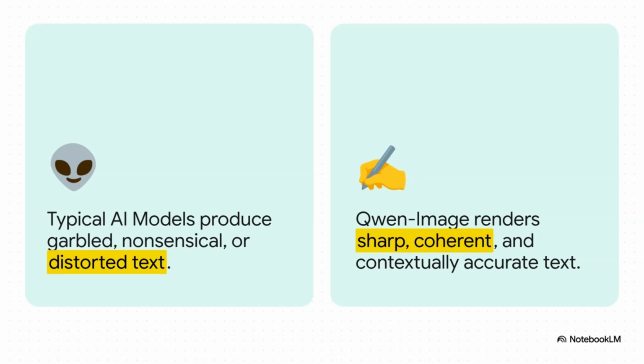On the left, you see the typical result, just nonsensical squiggles. But Qwen-Image? It was built from the ground up to render sharp, clear, and contextually correct writing. This isn't just a minor improvement, it's a fix for a fundamental problem.